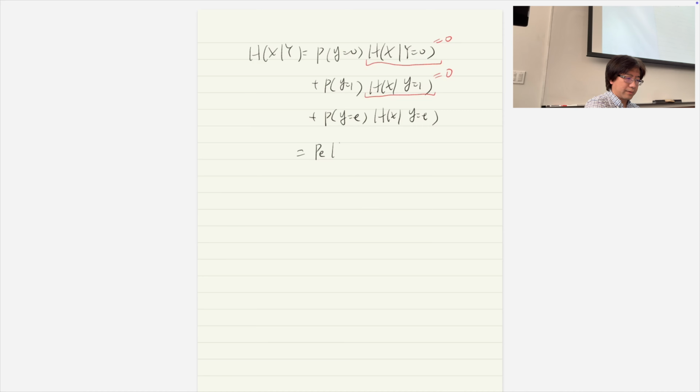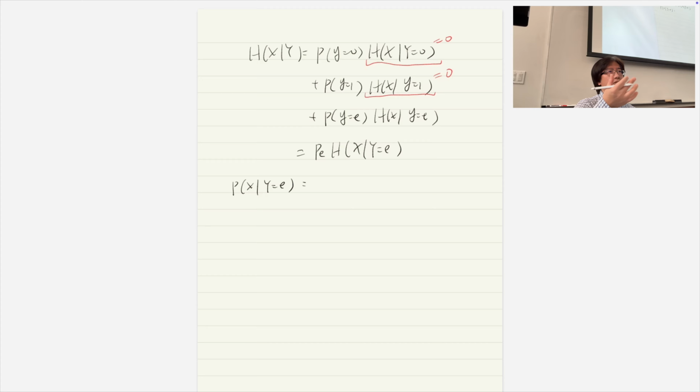And then we times the entropy of y given x, entropy of x given y equals e. In order to evaluate that, we need to compute the probability of x given y equals e. We need to compute this conditional probability. How can we compute that?